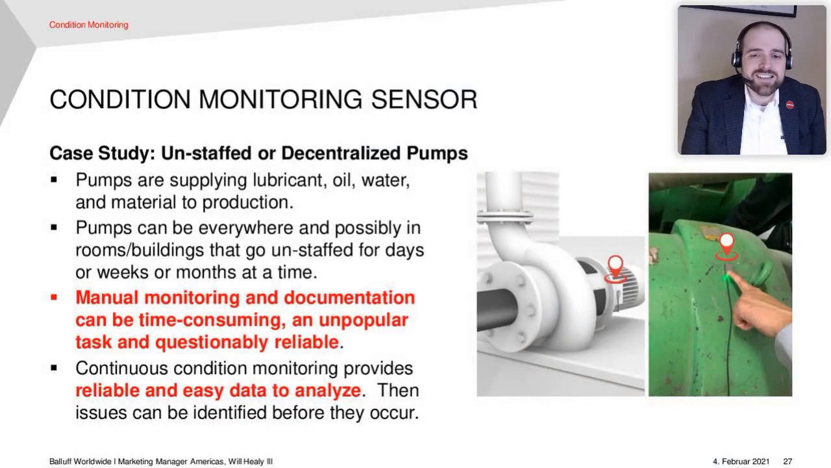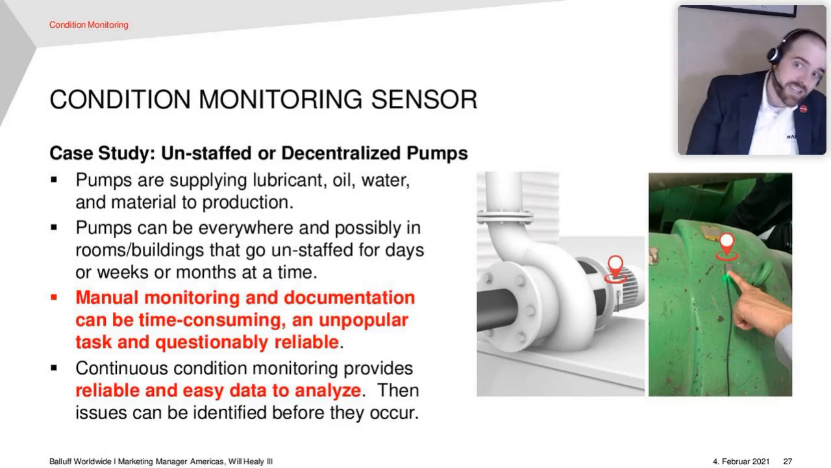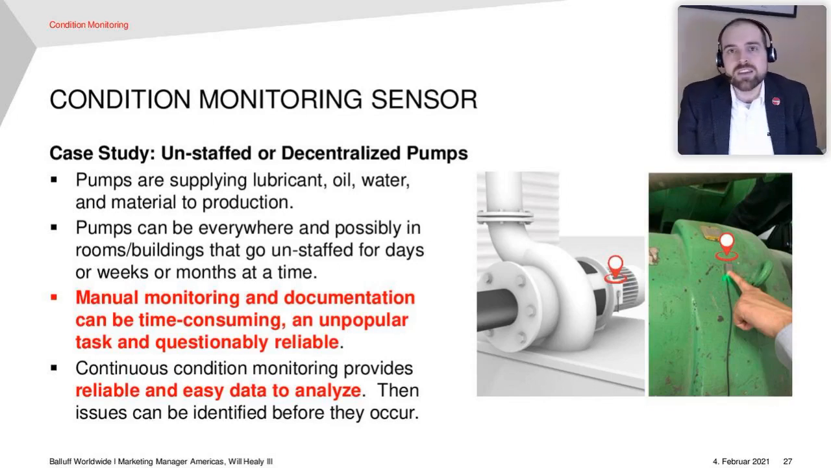I already kind of hinted at this application, but this is a really good one. We've had this one a lot, and so that's why I want to talk about it. But these unstaffed, or what you want to call decentralized pump houses, maybe they're supplying lubricants. They might be outside the plant, pumping from a storage tank into the plant. Maybe it's a cooling water system or an HVAC system or something like this, where you have it outside or you have it out in a remote building, and they're supplying that material or that process to the production.